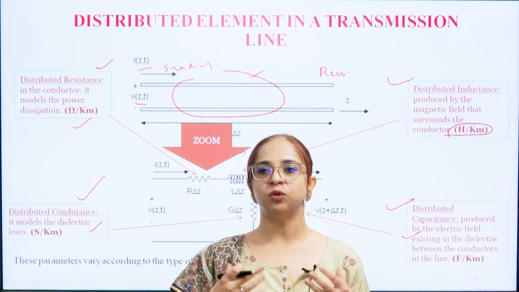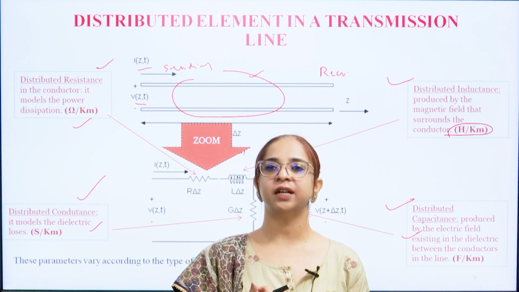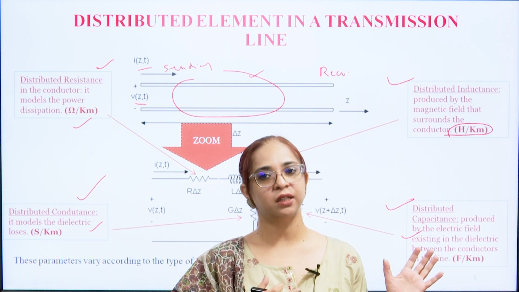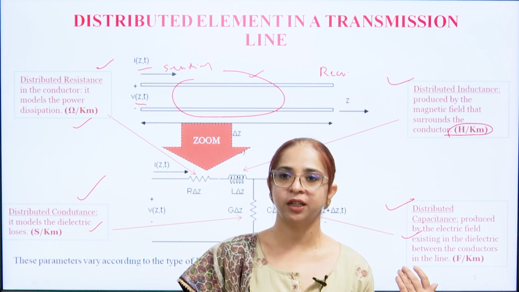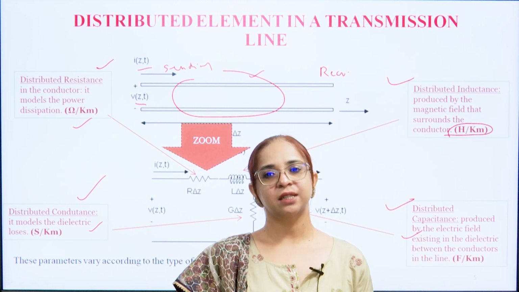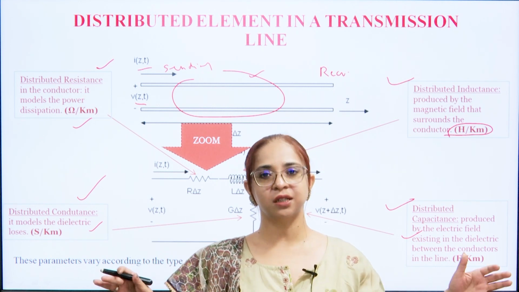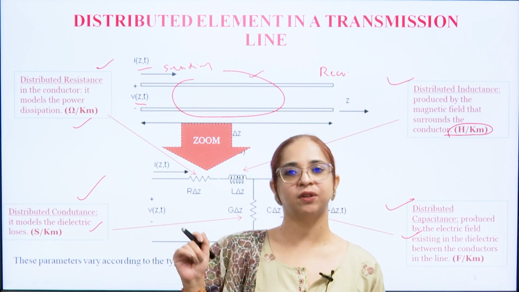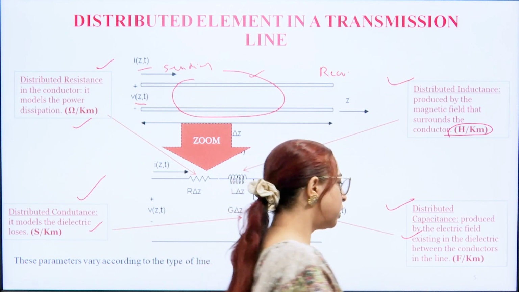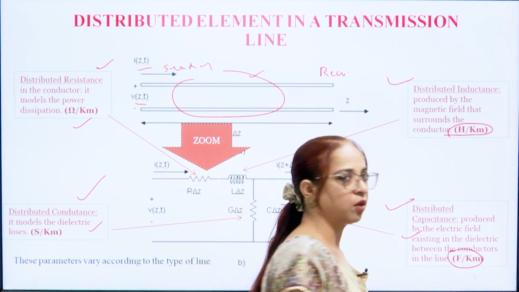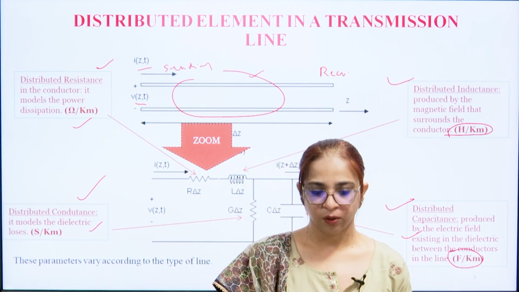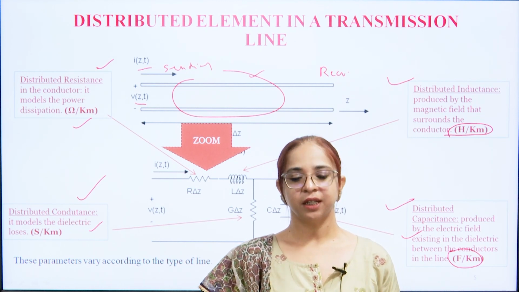So due to the presence of electric field, the energy stored is in terms of capacitance, denoted in the shunt branch, and since it is a distributed parameter, it is again taken per unit length. Since it is a transmission line, distribution of length will be in kilometers only, so the unit goes as farad per kilometer. Okay. And what about the representation?